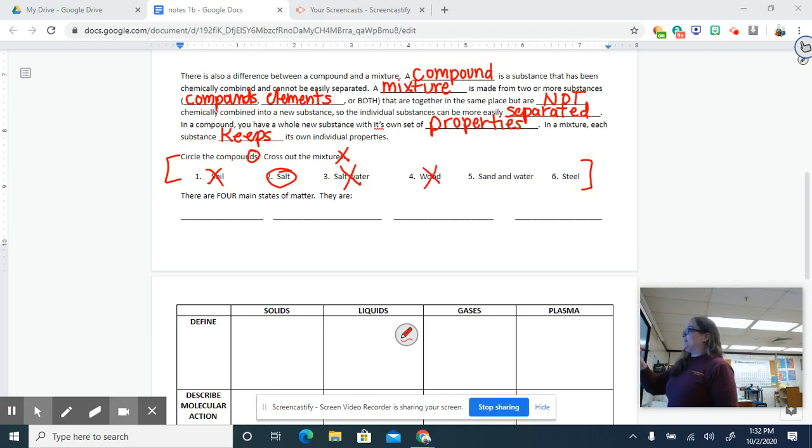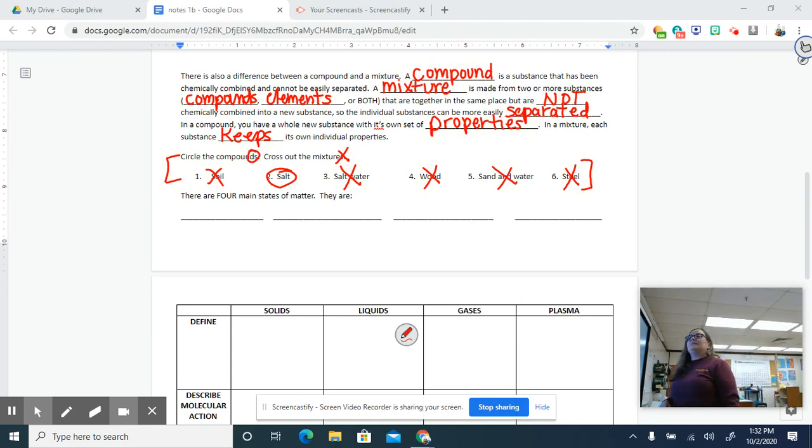Wood is definitely a mixture. There are all kinds of crazy compounds in wood, and they are not chemically combined. They're just squished all into one place together. Sand and water is a mixture because you can filter out the sand or evaporate away the water. Steel, I just told you, is a mixture. It's layers of carbon and iron.